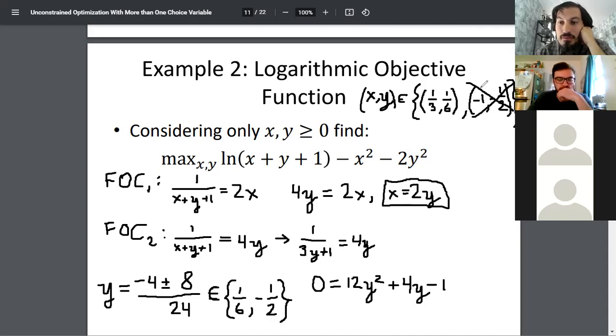Okay, well, regardless, it was an astute observation to say that y has to be positive, or no, sorry, at least not negative, which means this is our only potential solution: x equals 1/3 and y equals 1/6. We should now explore that because we haven't addressed the second order condition yet.